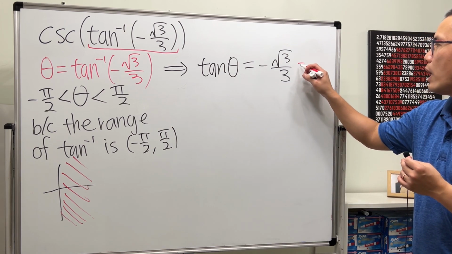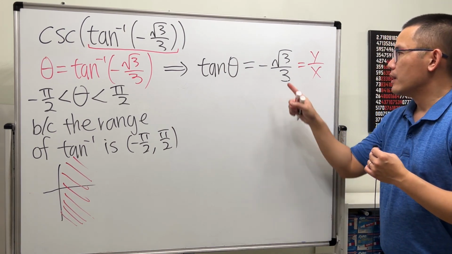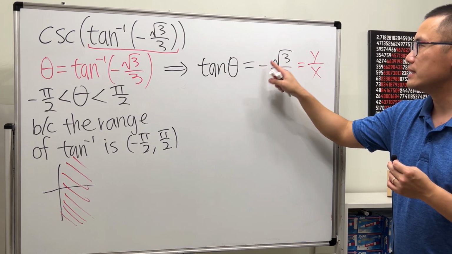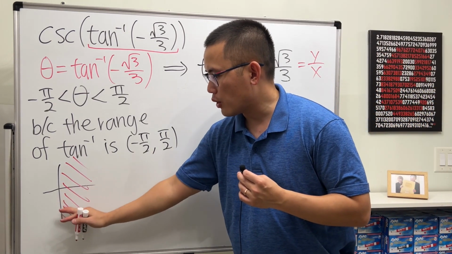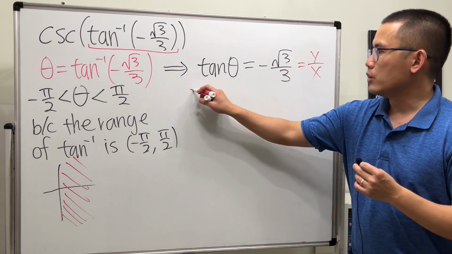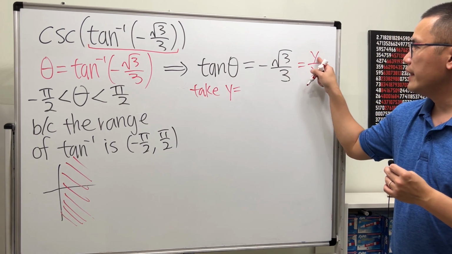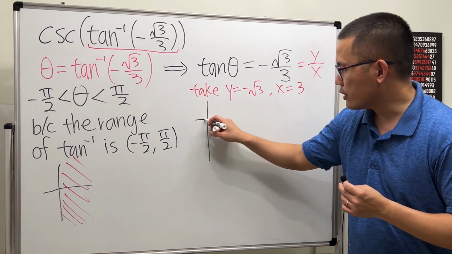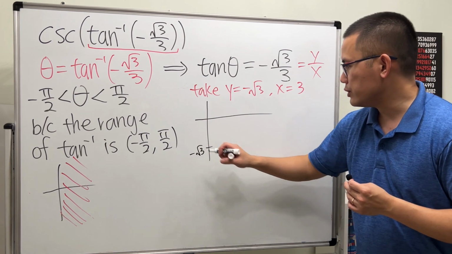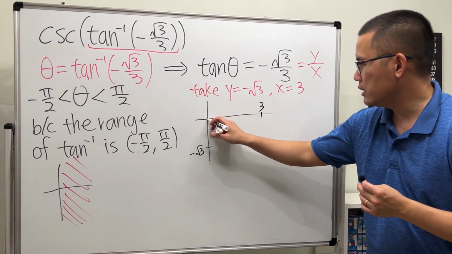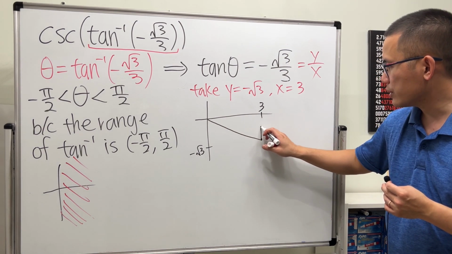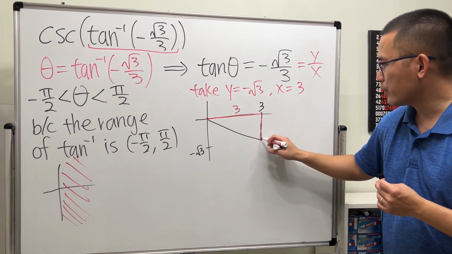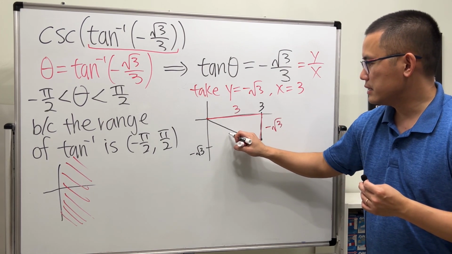And for tangent, we have y over x. Now, the negative can go up or down, but in this case, we have to make sure the negative goes with the y value because we want the reference triangle down here in the fourth quadrant. So let's take y to be negative square root of 3 and x to be positive 3. When we draw our reference triangle, negative square root of 3 is here and the 3 is right here. Make sure you always draw this upward. From here to here is the x value 3, from here to here is the y value negative square root of 3, and this is the r value.